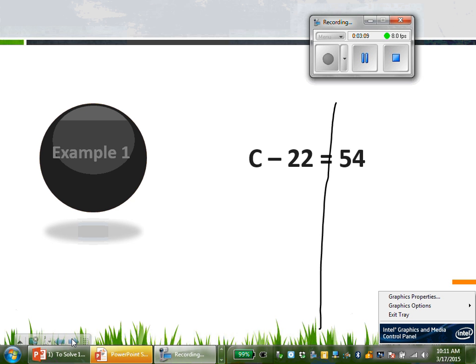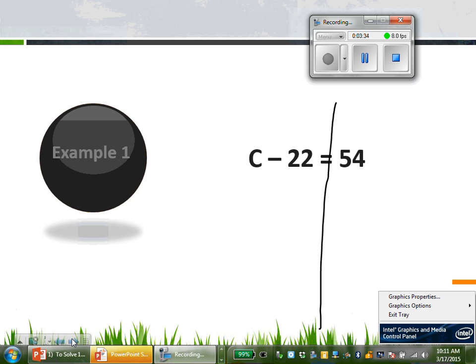What's the goal of your equation? To find out what C is? I agree with that. I like to say to get the variable by itself, or to isolate the variable. You with me? We don't want to know what C minus 22 is. I want to know what C by itself is equal to. What is C equal to?